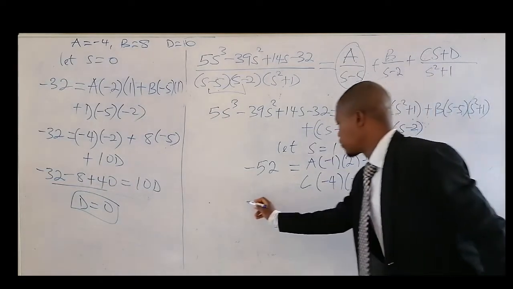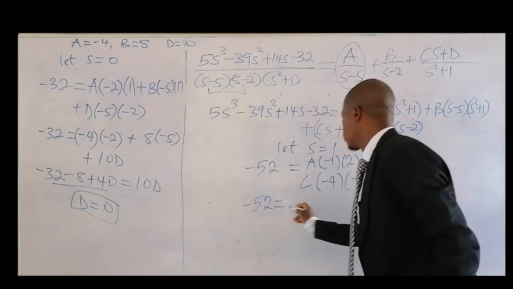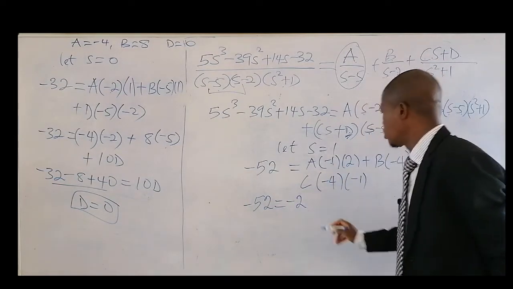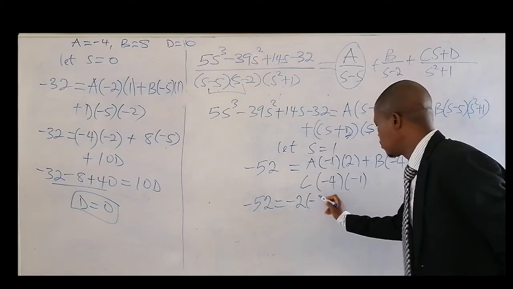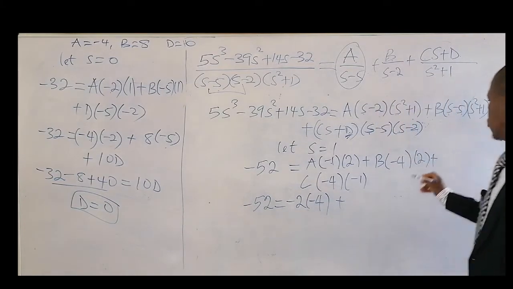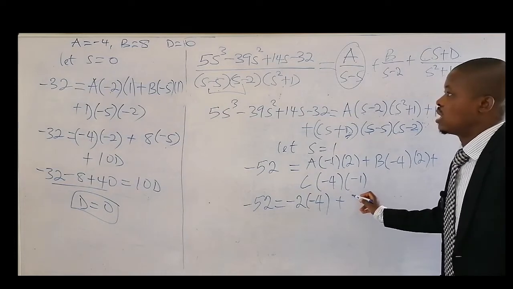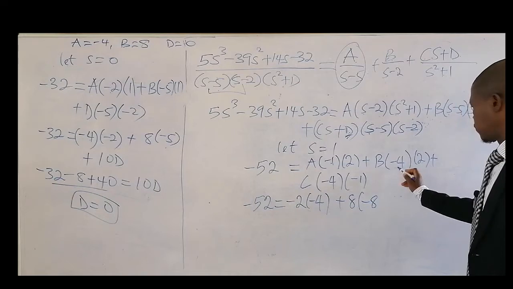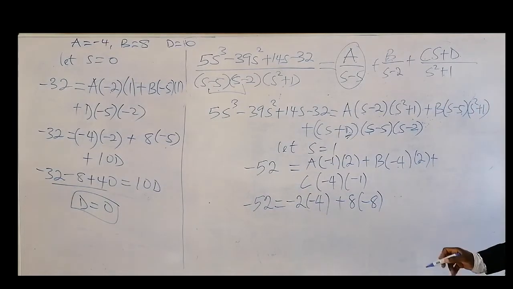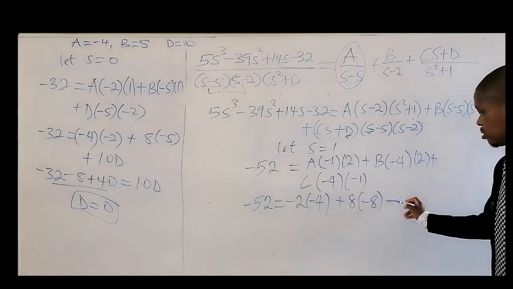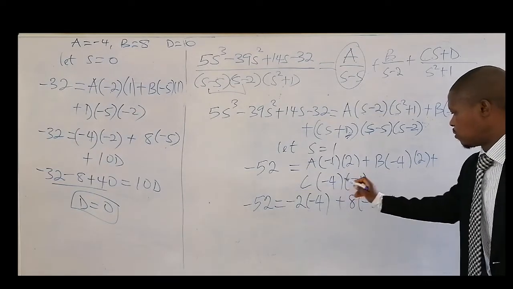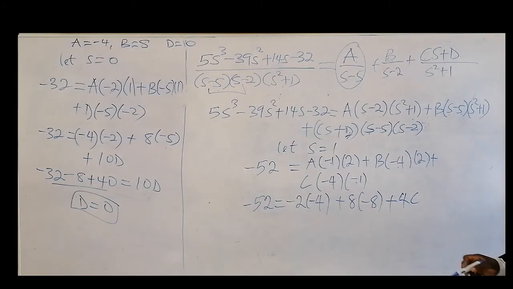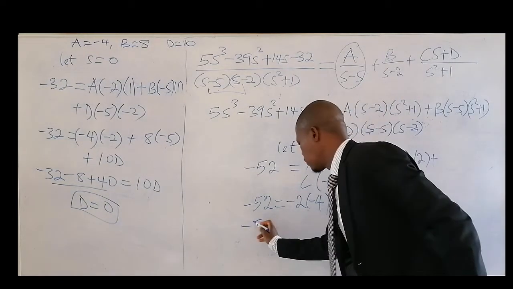So I have minus 52 equal to this one times this one, that's minus 2. My A is what? Minus 4 plus. My B is what? B is 8 times minus 4 times 2, that's minus 8. Then plus 4, minus 4 times minus 1, that's 4, that's 4C. So I'm having minus 52.